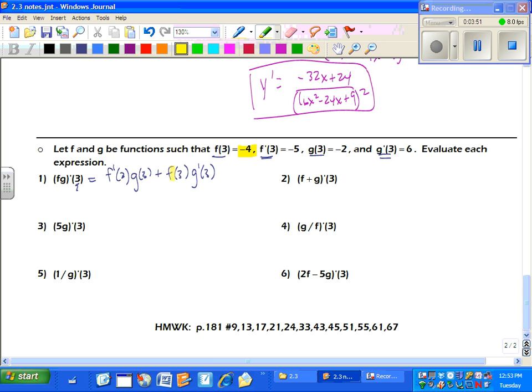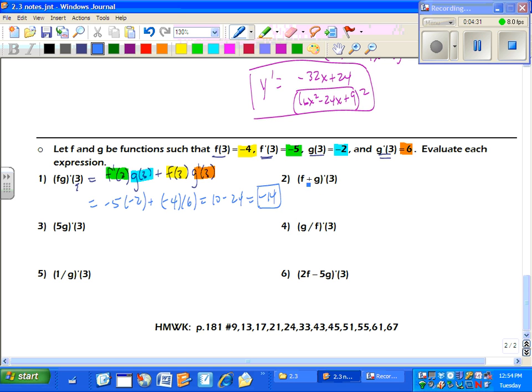Negative 4 goes in for f of 3. Negative 5 goes in for the derivative of f at 3. Negative 2 goes in for g of 3. And 6 goes in for the derivative of g at 3. So we've got negative 5 times negative 2 plus negative 4 times 6. So 10 minus 24, negative 14.